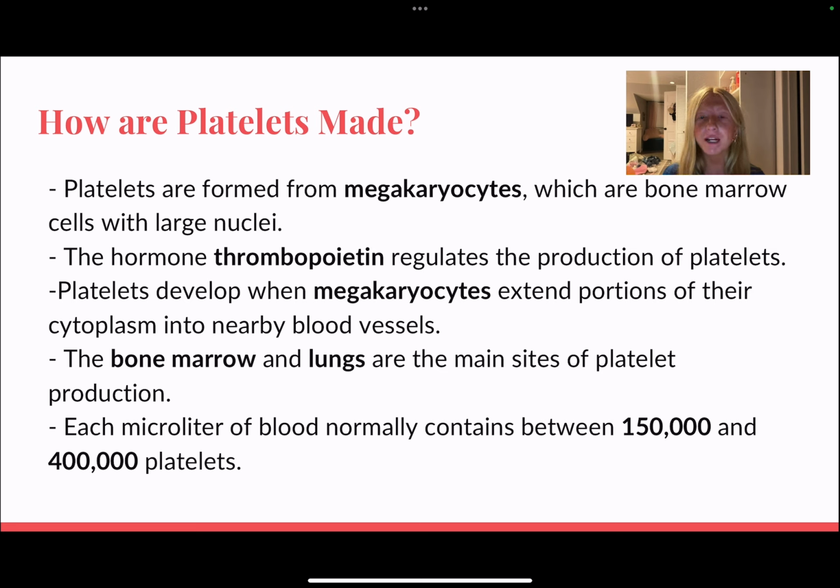Platelets are made from megakaryocytes, as we've seen on the slide before, and the hormone thrombopoietin regulates the production. Platelets develop when megakaryocytes extend portions of their cytoplasm into nearby blood vessels. Platelet production mainly occurs in the bone marrow and the lungs.